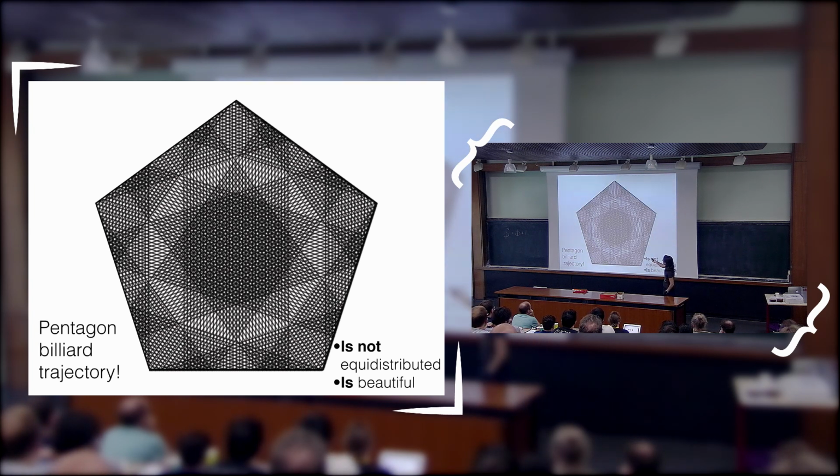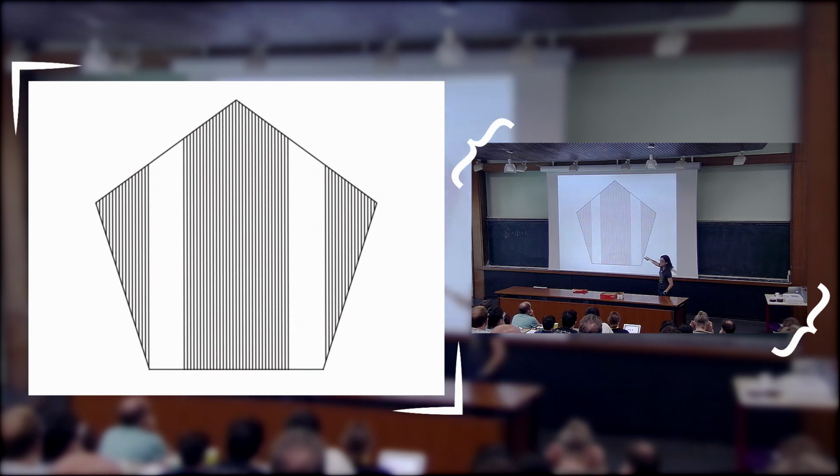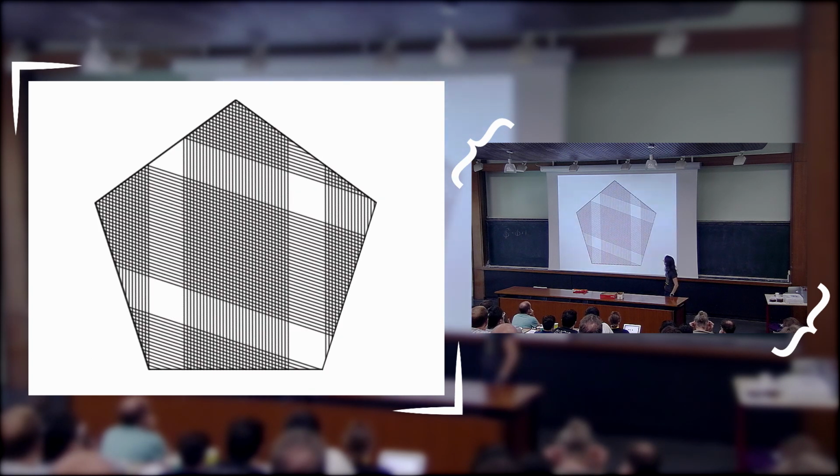So it's not equidistributed. It has this light annulus. And now you know exactly why. It's because it comes from these two white strips just adding up.